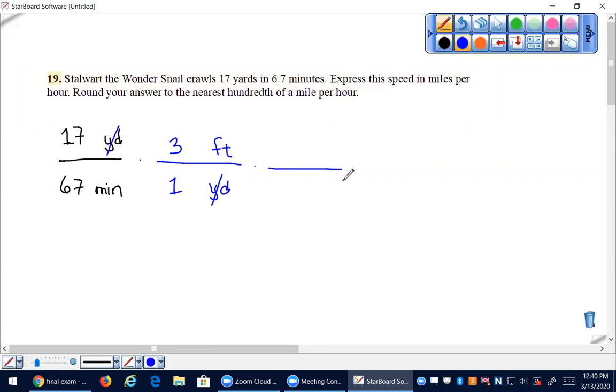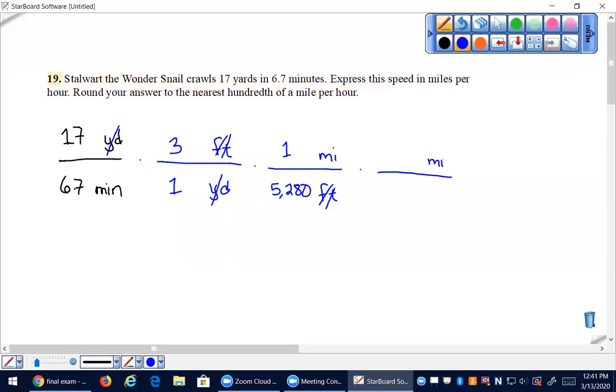Okay, next. Miles per hour? I don't know. Miles to feet. That one I can do. So feet goes to miles. 1 mile is 5,280 feet. I'm almost there. I'm really glad I didn't have to memorize that.